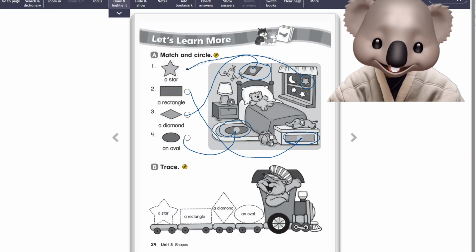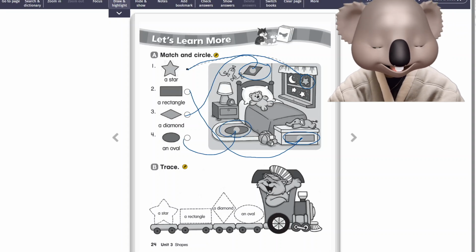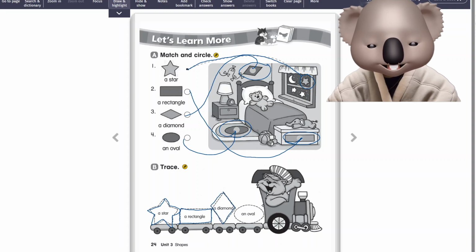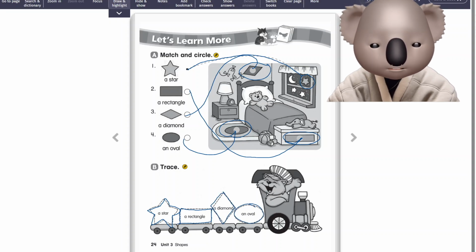This part is easy. It says to trace. Our first shape is a star. Our next shape is a rectangle. And we have a diamond. And last, an oval.